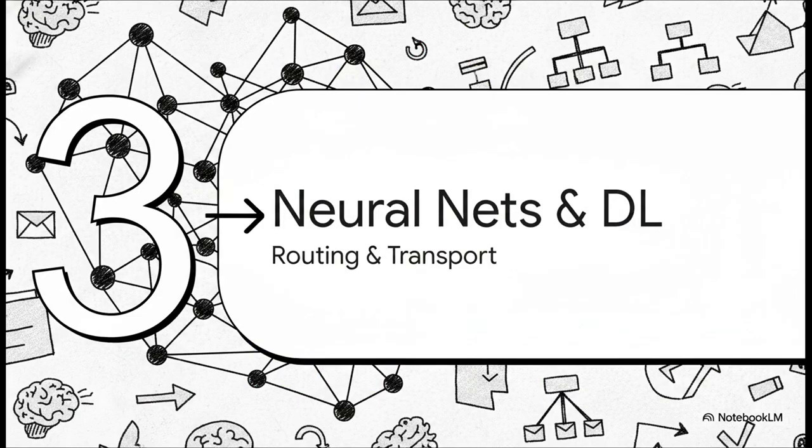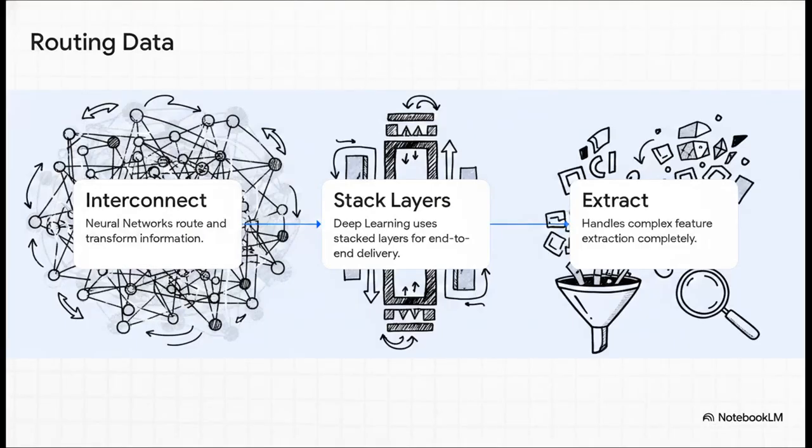Moving right along to layers 3 and 4, routing and transport, neural networks and deep learning. Okay, so this is where our architecture gets its actual plumbing and electrical routing. First up, neural networks act as the network layer. They introduce these interconnected nodes that route and transform information across a graph of connections, basically finding the most efficient path through the data.